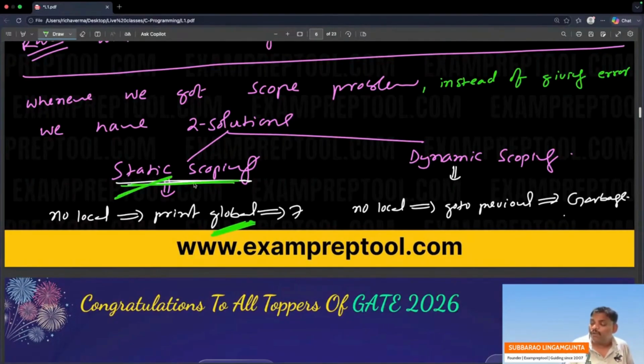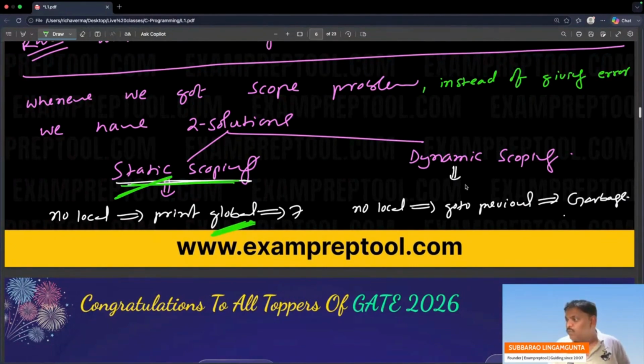Whenever there is no local but you are accessing it, that is called a scope problem. Instead of giving an error, we have two solutions. One solution is static scoping. What is static scoping? You have to use the global variable. Why the global variable? Remember, global variable memory is created in the static area. That is the reason it is called static scoping.